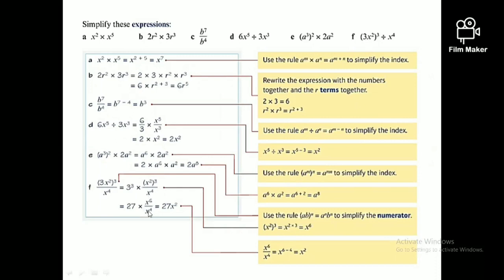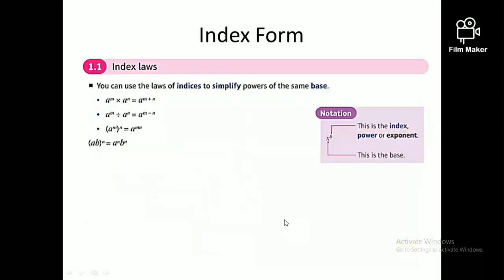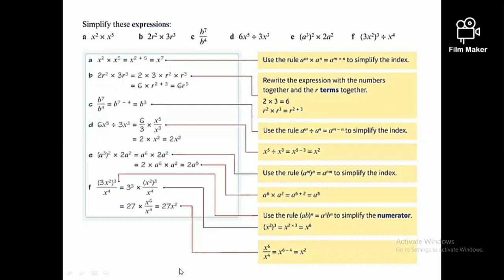Then we know that this division you can apply x to the power 6 divided by x to the power 4. That is division theory, means over here if there is a division you have to subtract the powers. So you can write this answer as x to the power 6 minus 4, that is 2, that is 27 x to the power 2 would be the final answer for this question. So all the operations are mentioned over here.